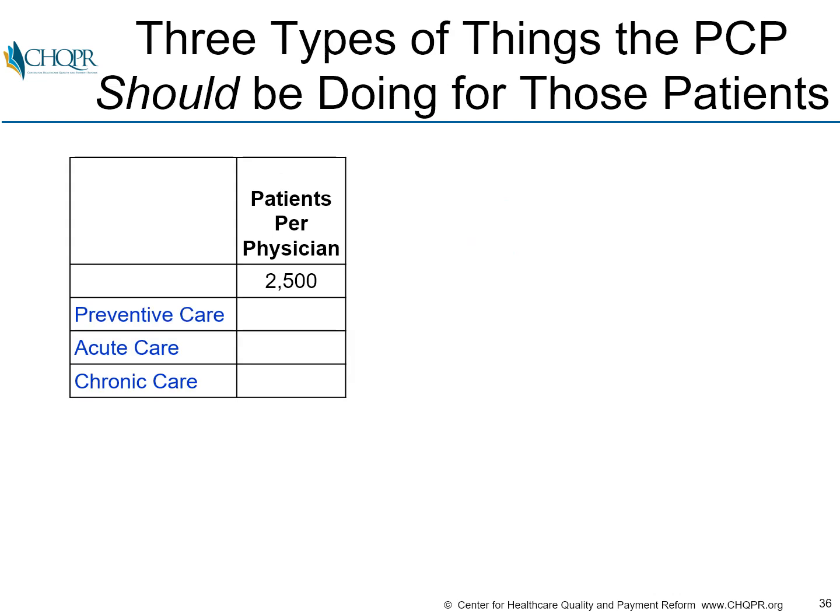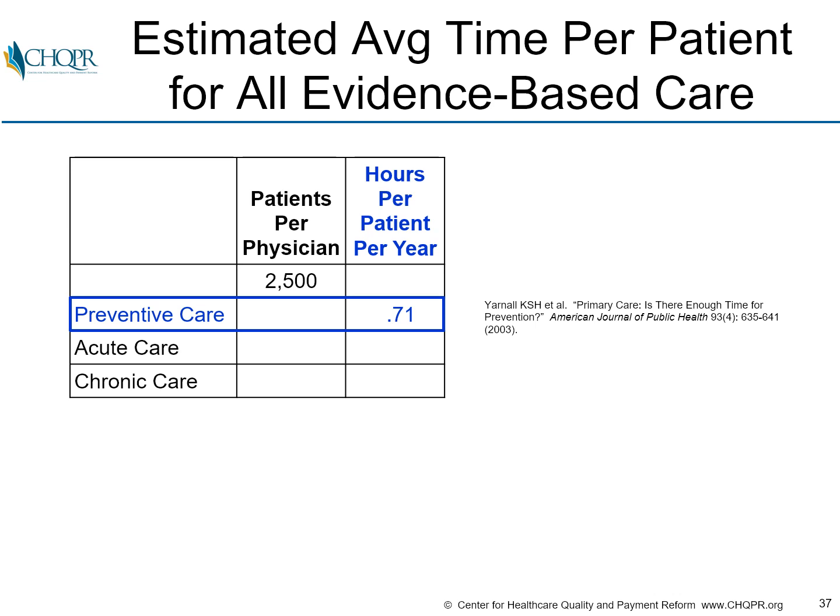There are 3 types of things the primary care physician should be doing for these 2,500 patients. One is ensuring that they receive evidence-based preventive care. Second is diagnosing and treating acute problems such as illnesses and injuries. And if they have a chronic disease, helping the patient manage that condition as effectively as possible. One study estimated that the physician would need to spend an average of about 40 minutes per year per patient to provide good preventive care.